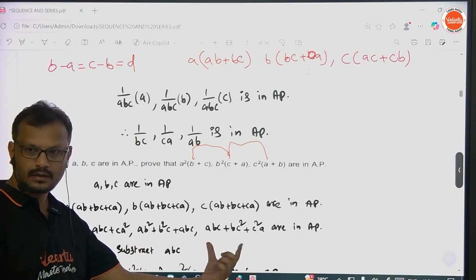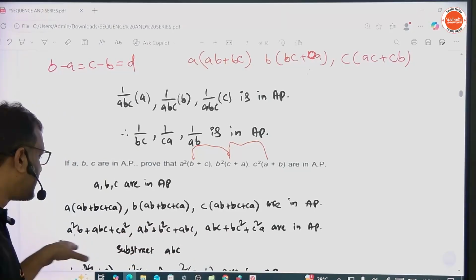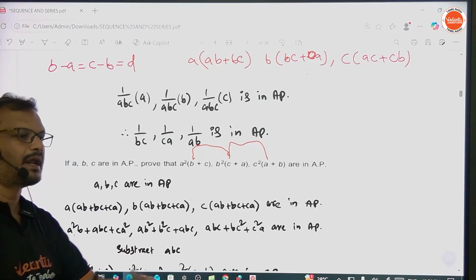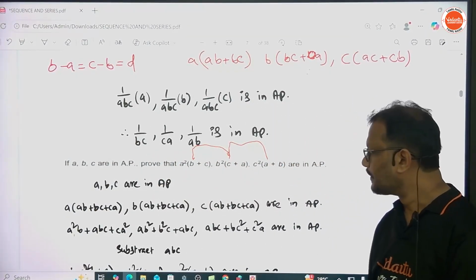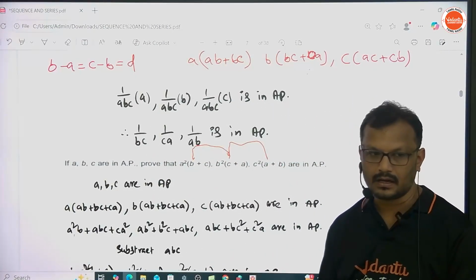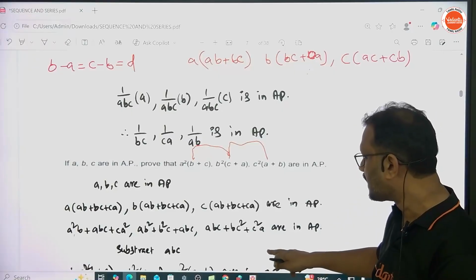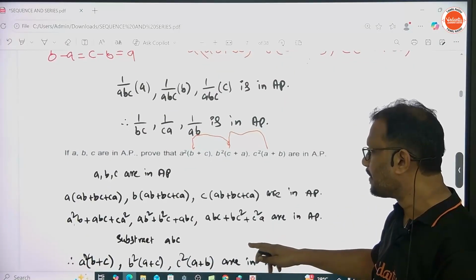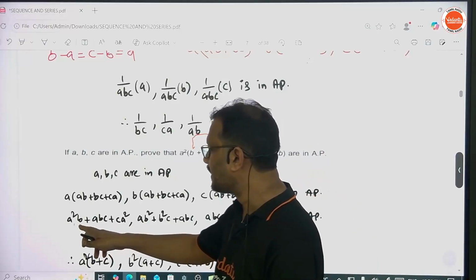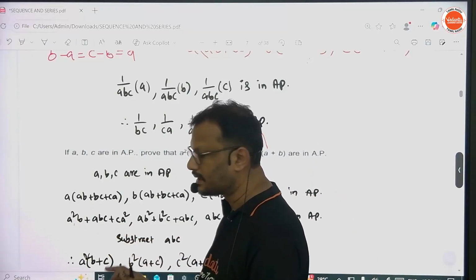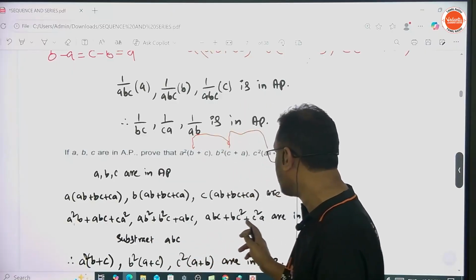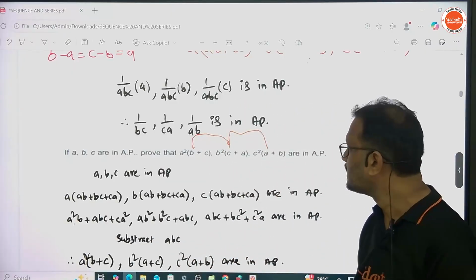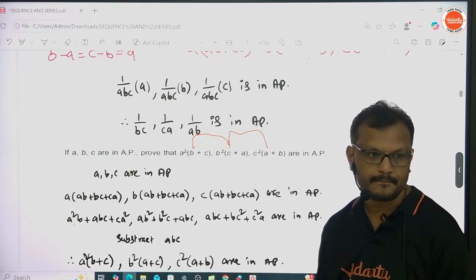Is it clear? Now what is common between these three terms? So subtract ABC now. Once you subtract ABC, the remaining also will be AP only. Once ABC is subtracted, what will be left in this? A square into B plus C. What is left in this? B square into A plus C. Here, C square into A plus B. Yes, that's what it is asking.